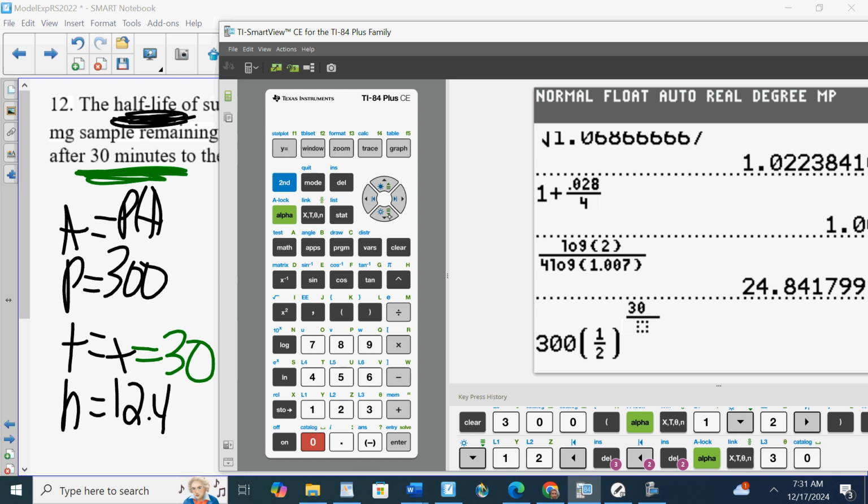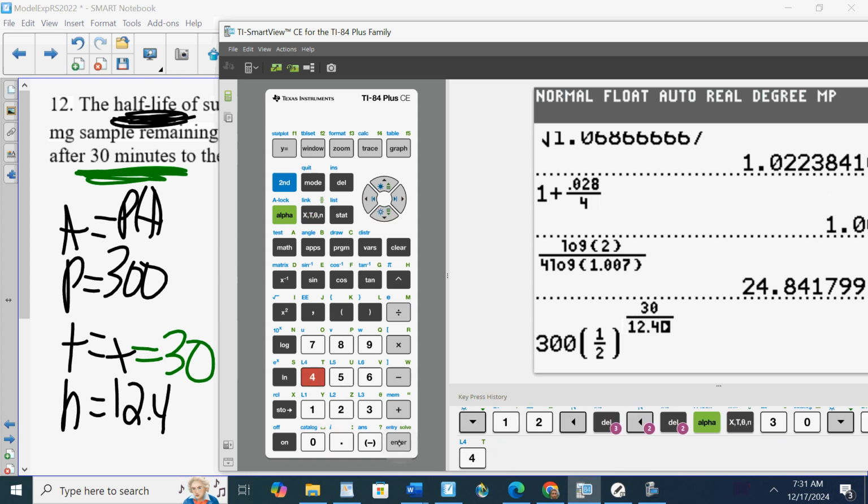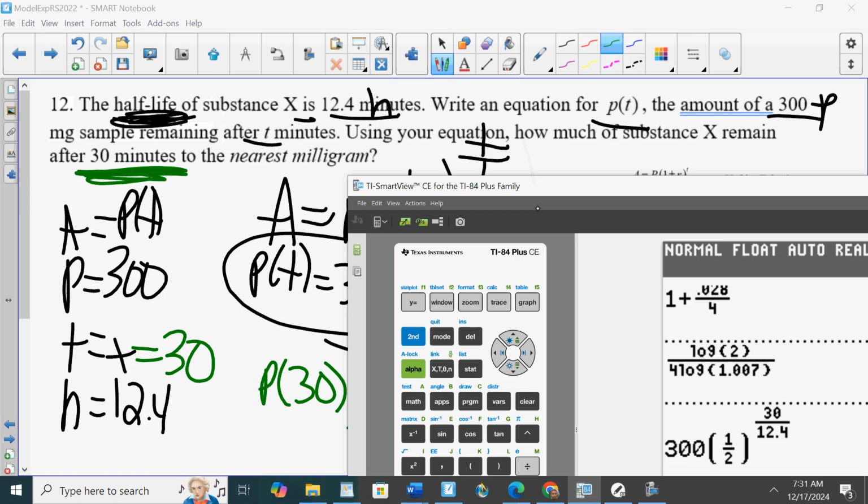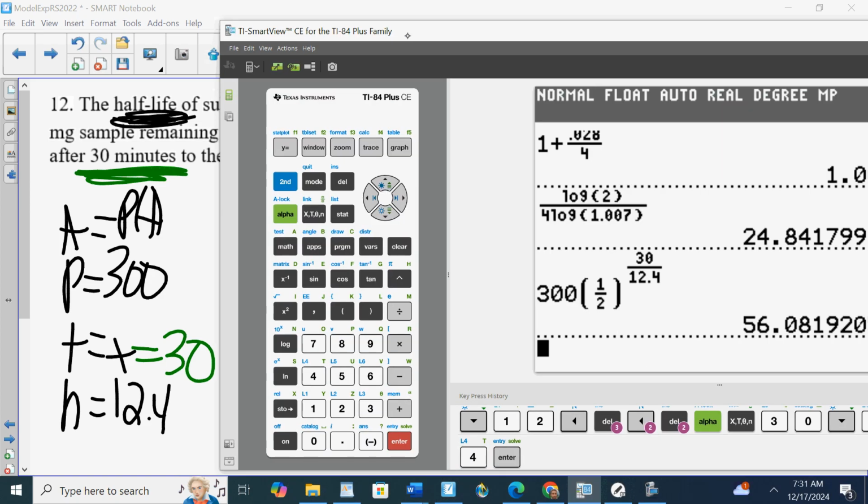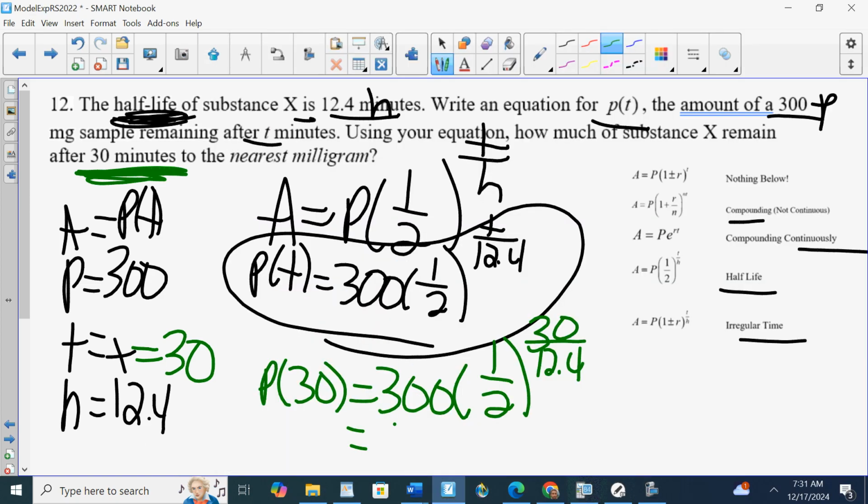30 over 12.4. It says to round to the nearest milligram. That's 0 decimal places. That is 56. So if it's asking for A or whatever version of A, you don't need to do algebra. You just pop it in. You have the variable by itself already, and you can just type it into the calculator.